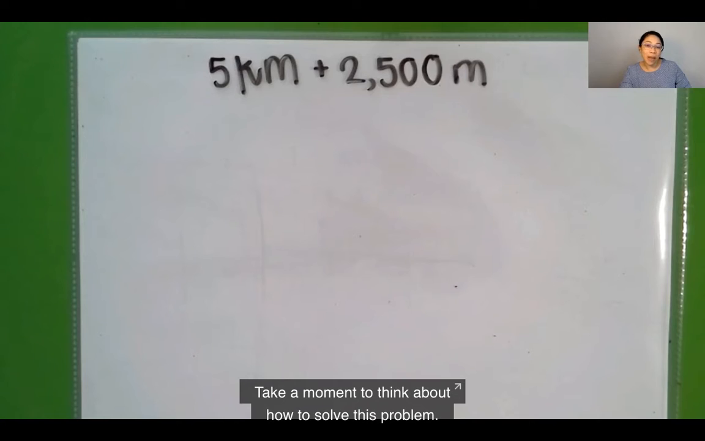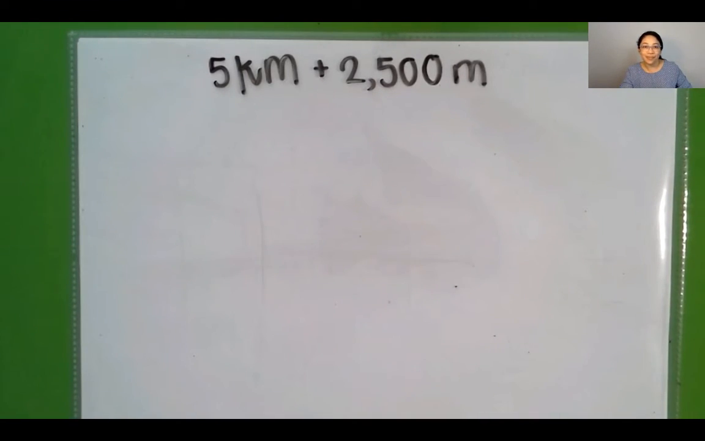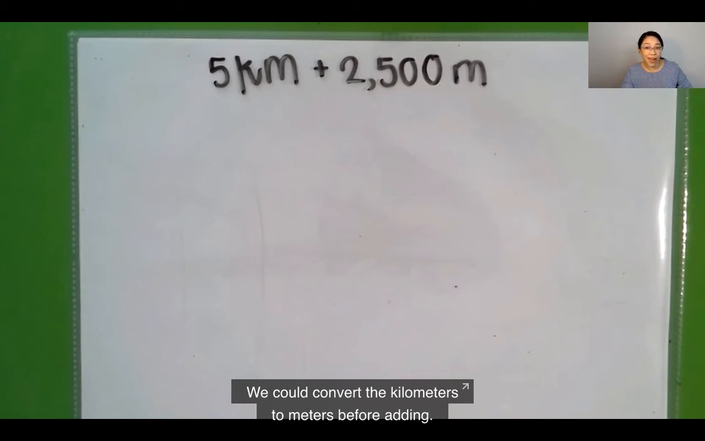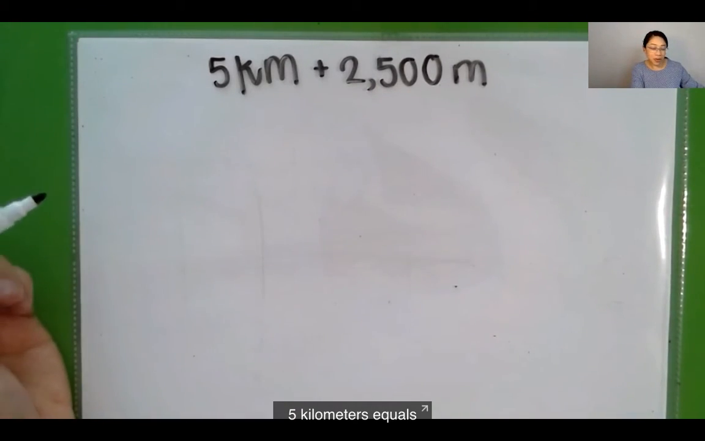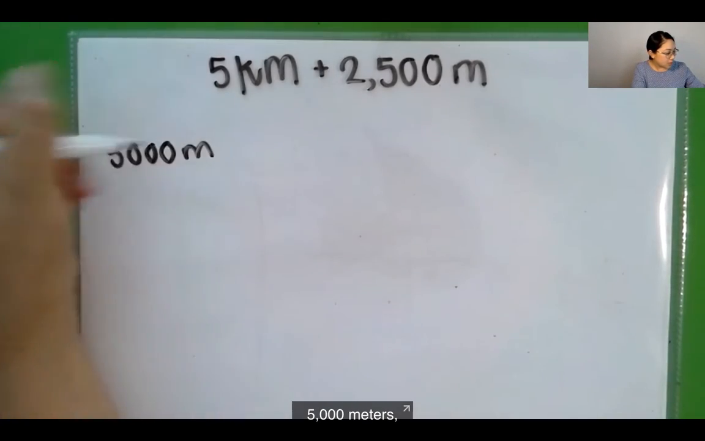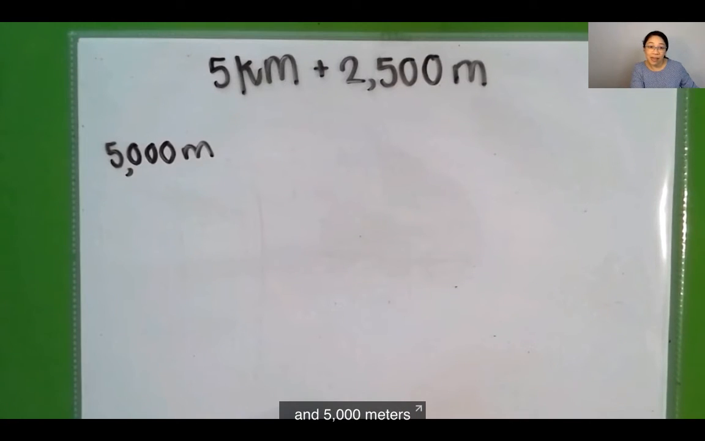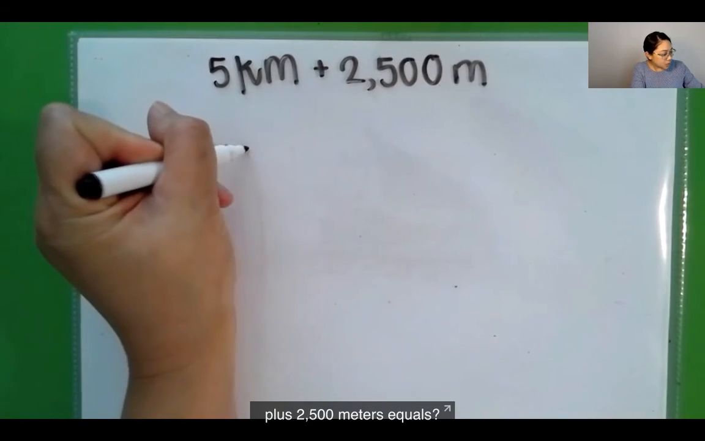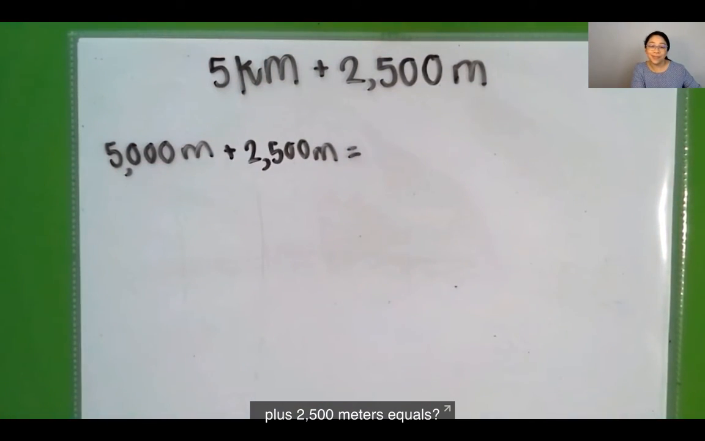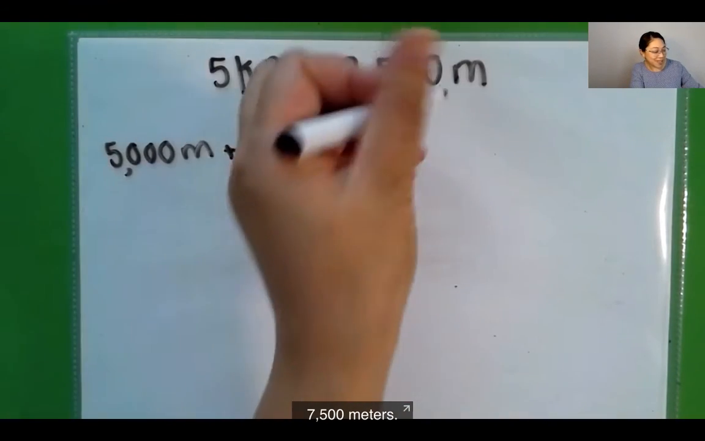Take a moment to think about how to solve this problem. We could convert the kilometers to meters before adding. 5 kilometers equals 5,000 meters. And 5,000 meters plus 2,500 meters equals 7,500 meters.